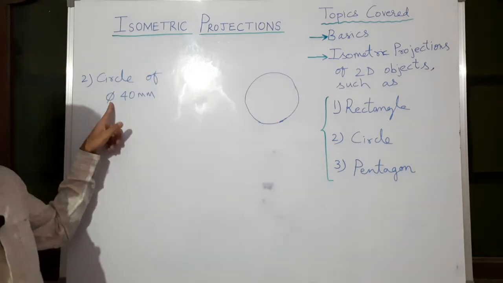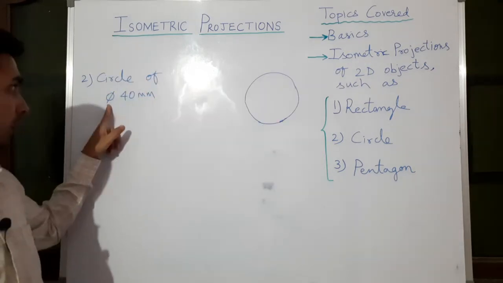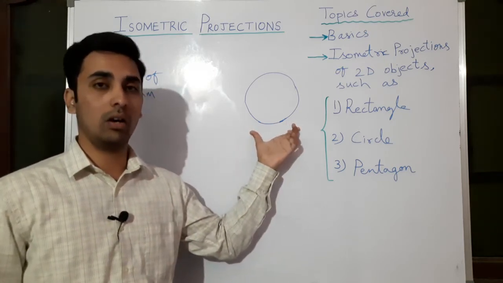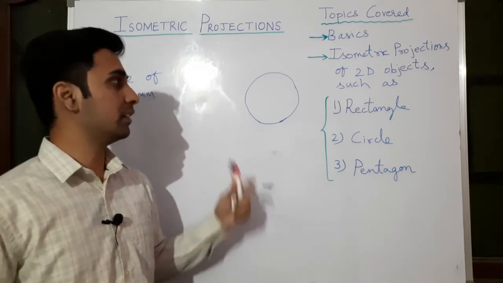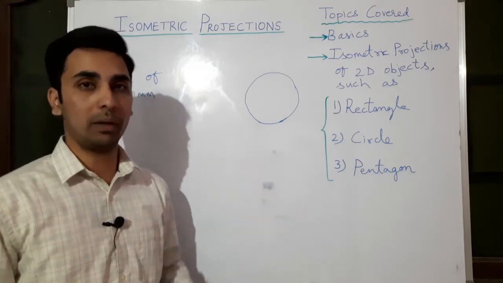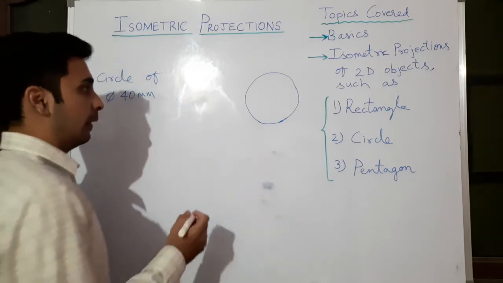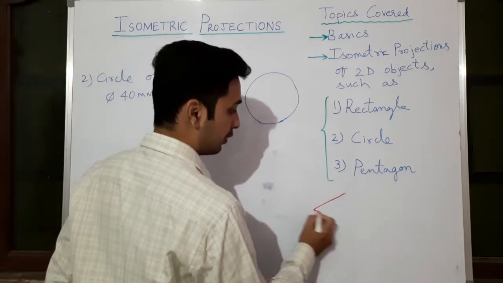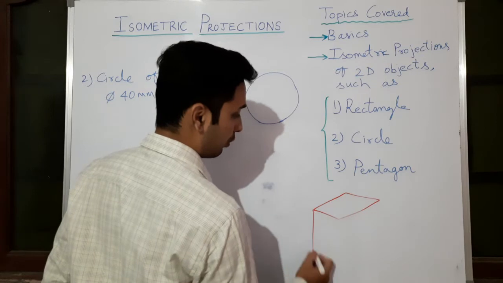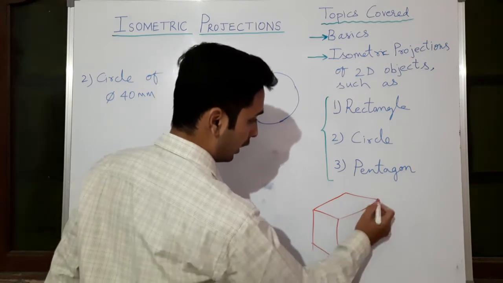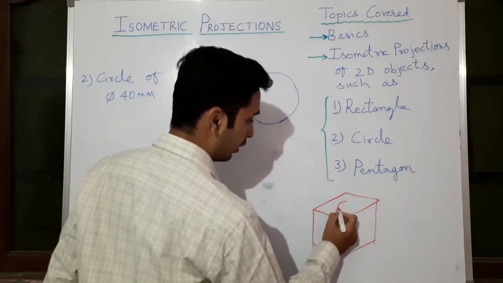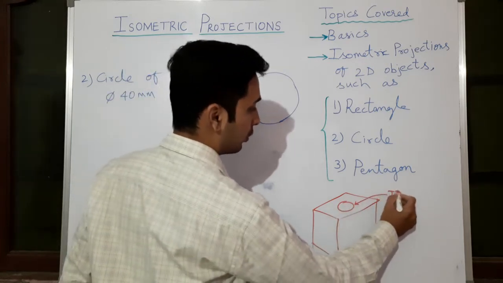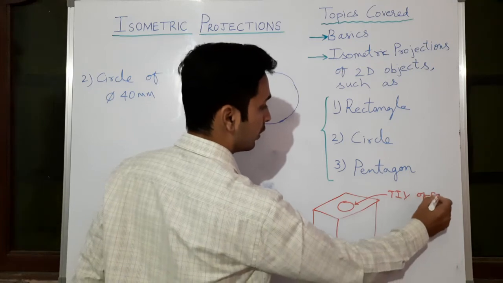This is called phi. Phi means dia, a circle of dia 40 millimeter. Let us imagine a circle over here of diameter 40. So how to represent this in front isometric view and top isometric view, we will see. Why do we need front isometric and top isometric view? At the starting of the video I told you, suppose you have a block and it has a hole over here, then at that time we need the top isometric view of a circle.